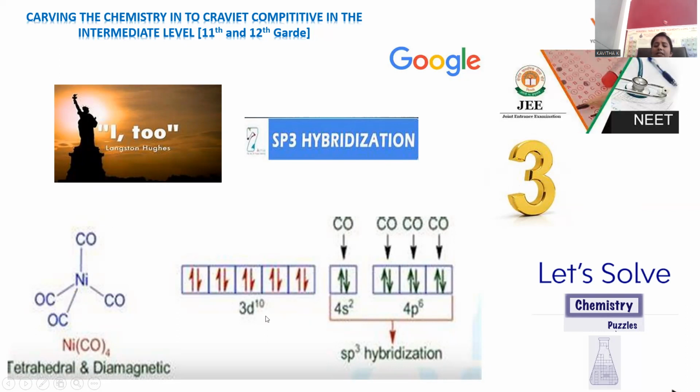And you can clearly see the 3d10 electrons moving there. 3d10 configuration you can see, and 4s and 4p3 give sp3 hybridization. Here 4 carbonyl ligands each give 2 electrons, so 8 electrons total. sp3 hybridization you can clearly see here.